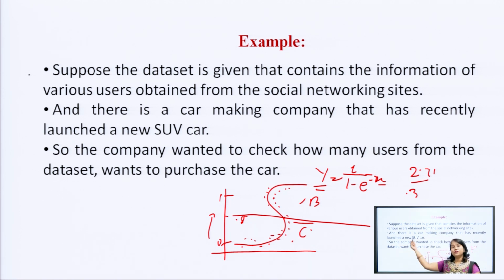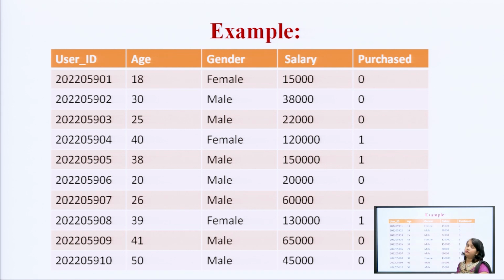So, if the company wants to check how many users from the data set want to purchase a car, then you will analyze the data set on that basis. I have told you about the KNN algorithm and the decision tree algorithm, and how you analyze with them. What are the ways to do this? You first take the target attribute, find the dependent variable, take out the independent variables, and find the relationship between them.